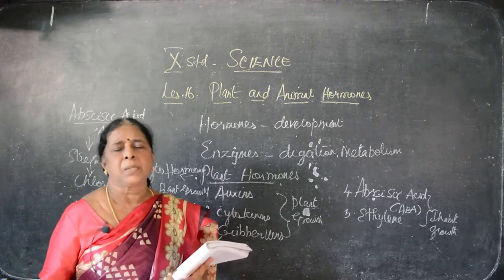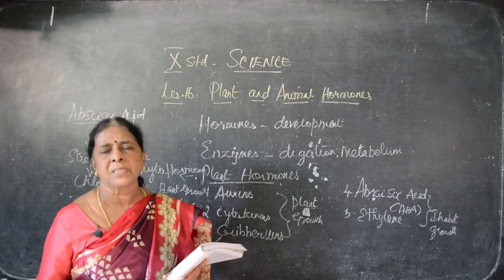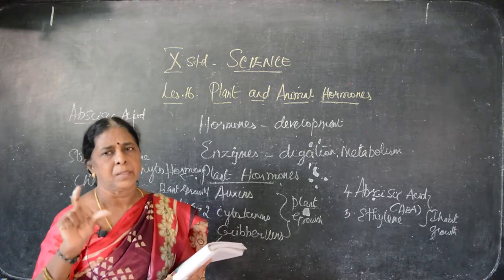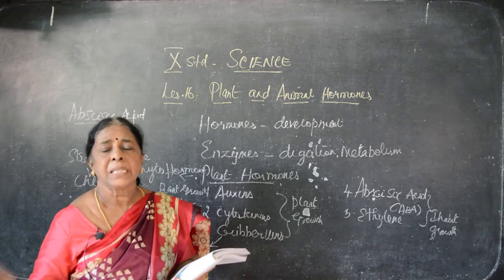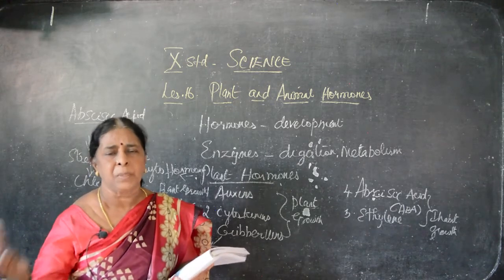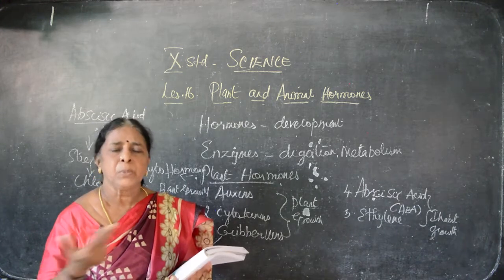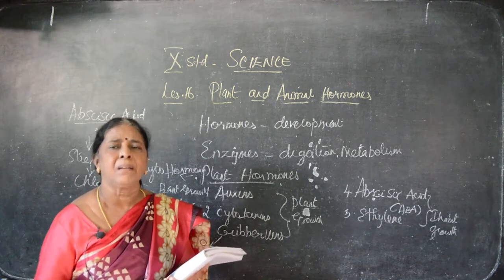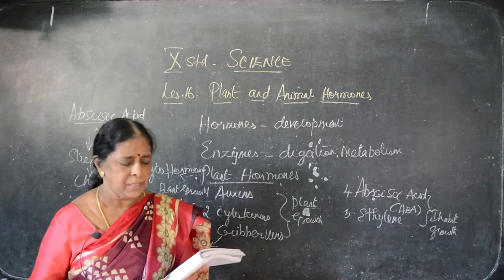It induces the dormancy period. Dormancy period means what? Sometimes we can see only the buds in the plant. We cannot see the flower. That is the dormancy period. That bud doesn't have proper stamina to develop into the flower. So by using abscisic acid, we can give the stamina and the bud starts to develop into a flower.